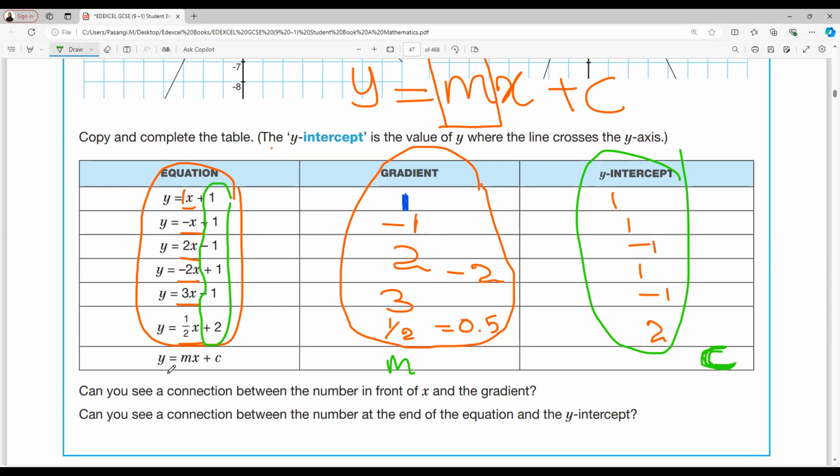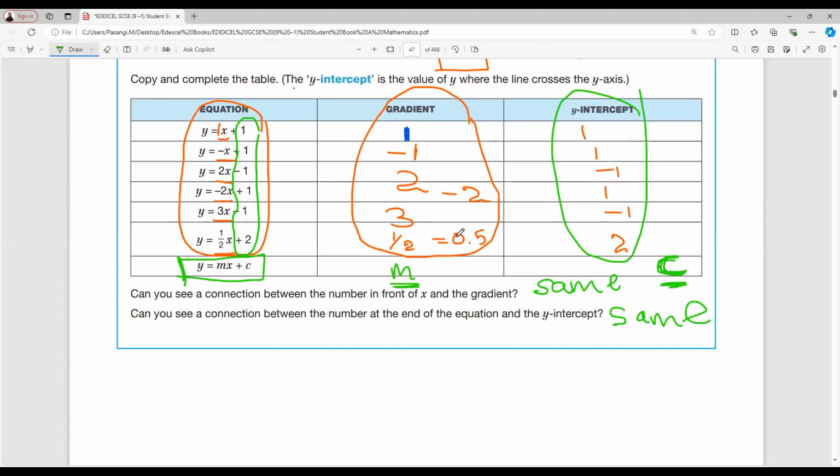Is it clear? Yes, ma'am. If the equation of the line is in this format, y equals mx plus c, then the gradient is m and the y-intercept is c. That is how it is. Okay? Can you see a connection between the number in front of x and the gradient? Yes, both are same. Then can you see a connection between the number at the end of the equation and the y-intercept? Yes, those are also the same. Is it clear? Yes, ma'am.